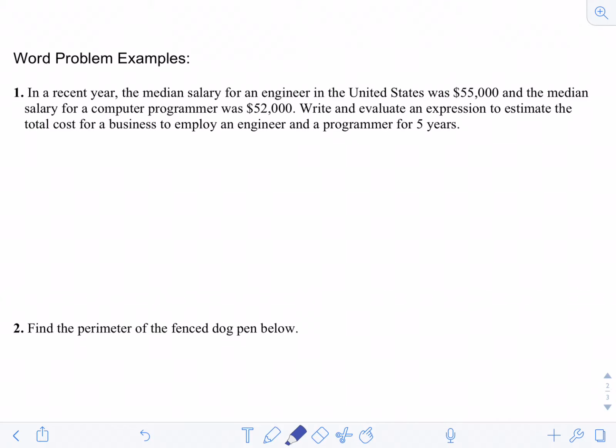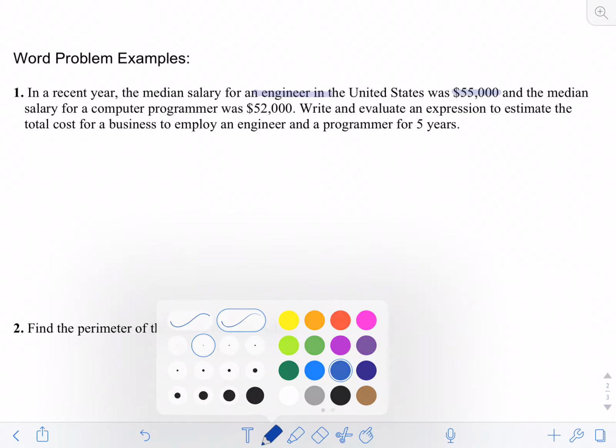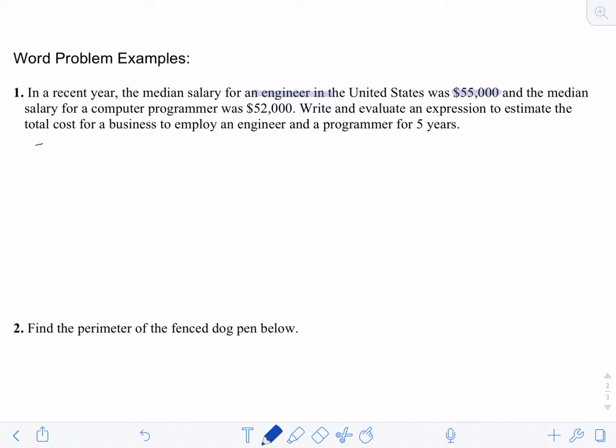So the median salary for an engineer in the United States was $55,000. So I'm going to go ahead and write that down. So for an engineer, we will have $55,000. Okay, then it says for a computer programmer, it's going to be $52,000. So here I'm just going to put CP for computer programmer. That was $52,000.